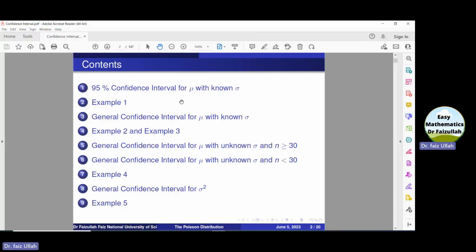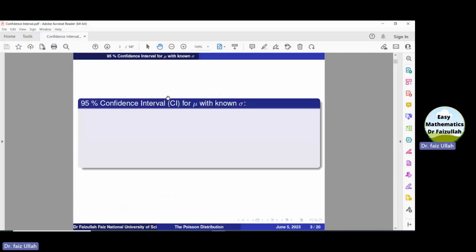However, we can find an interval which can assure us that the value of population mean mu is inside that interval, or the value of variance sigma square is inside that interval. Such interval is called confidence interval. In this video, we shall study different cases. Let us start from the first one.